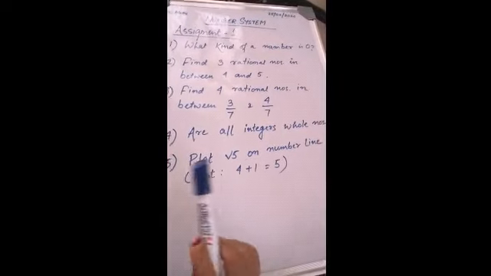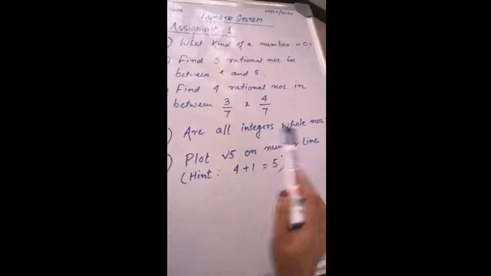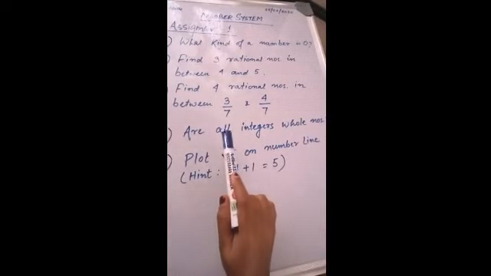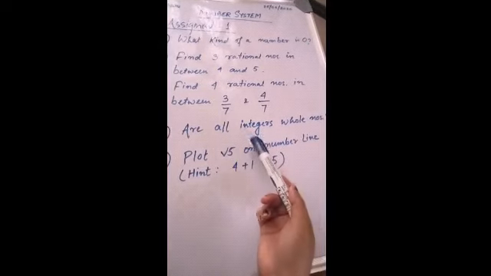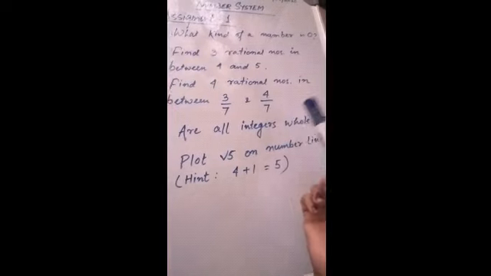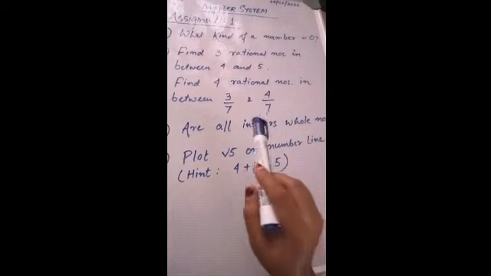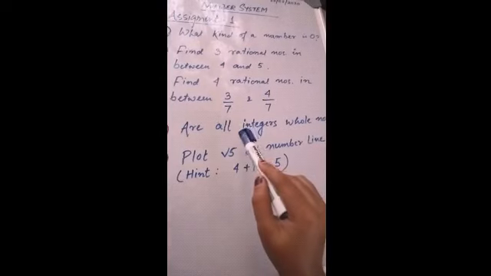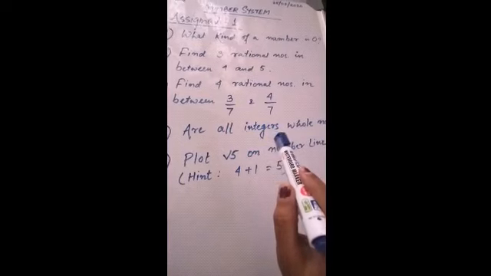Fourth question is, are all integers whole numbers? Only yes or no will not do. I need proper explanation. Why do you think that all integers are whole numbers or all integers are not whole numbers? Keeping in mind all the points that I have said about whole numbers and integers, you will have to say.